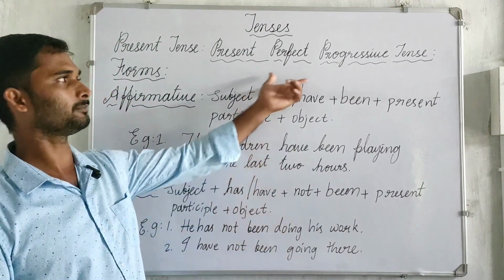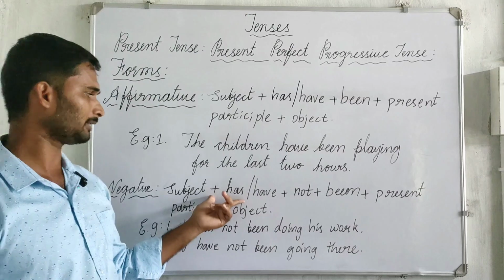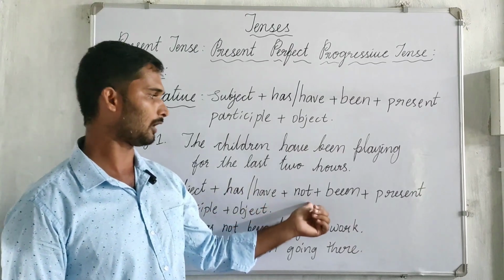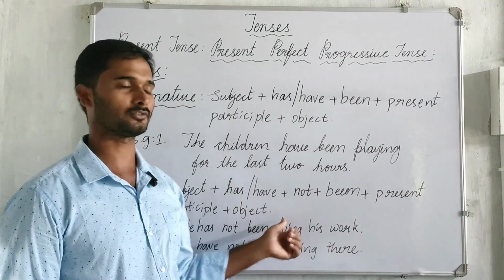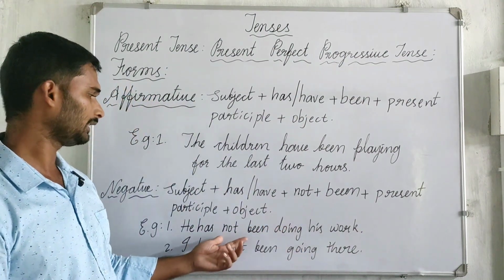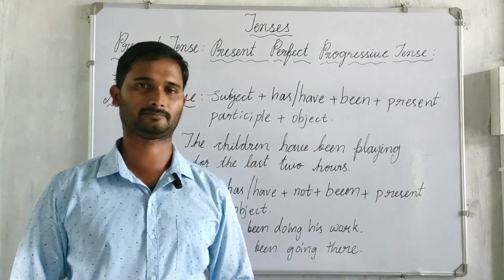Negative form of the present perfect progressive tense. The syntax is subject plus has or have plus not plus been plus present participle plus object, and at the end a full stop. Some examples. He has not been doing his work. I have not been going there.